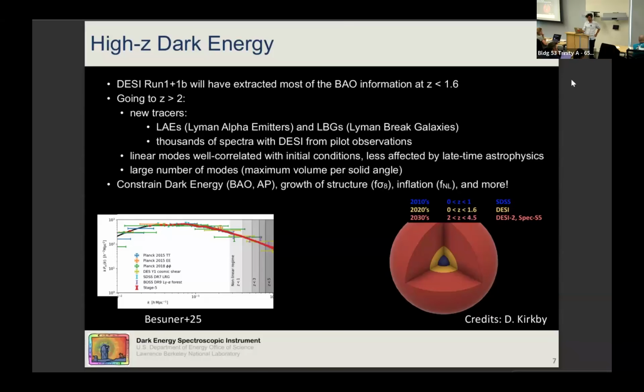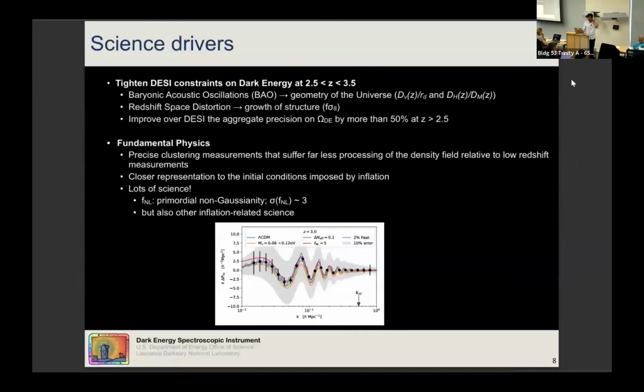So we can constrain dark energy, growth of structure, or also inflation. The science driver is to tighten the constraints on baryon acoustic oscillations, BAOs, at those redshifts, where DESI so far does not constrain much. We only have quasars, which have pretty low density. We can also improve the constraint from redshift space distortions there, from growth of structure.